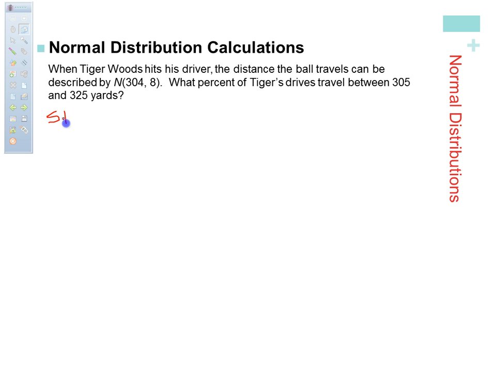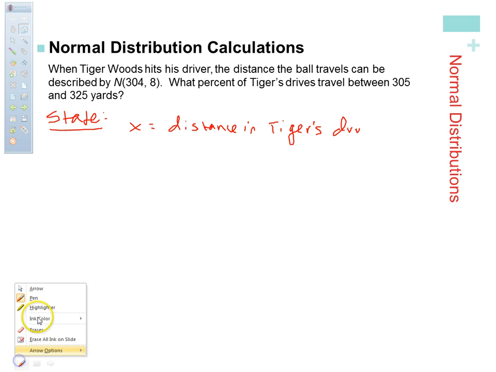We need to state what it is that we're trying to find. Part of this state process is us starting to define our variables. We're going to actually start using variables to mean stuff. So x is the distance, so I'm going to let x be the distance of Tiger's drives. I want to use x here because it allows me to use some symbols that are going to make a little bit more sense.